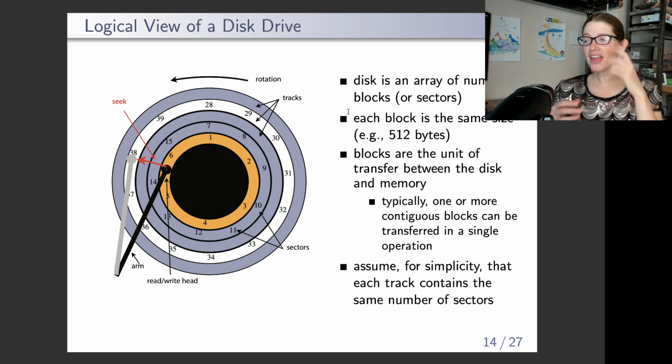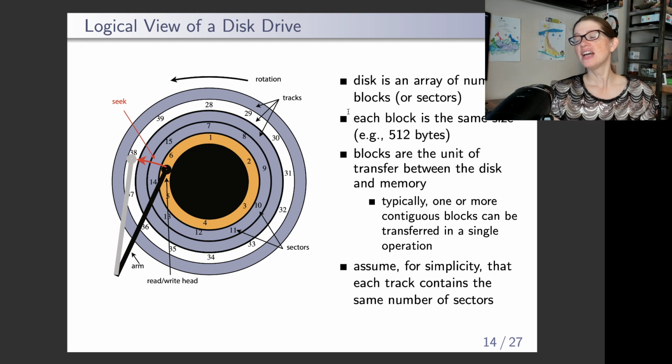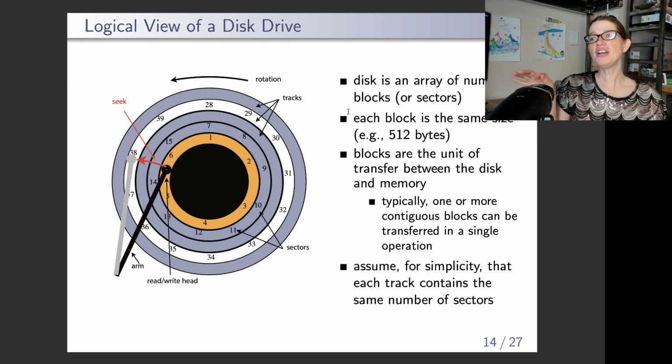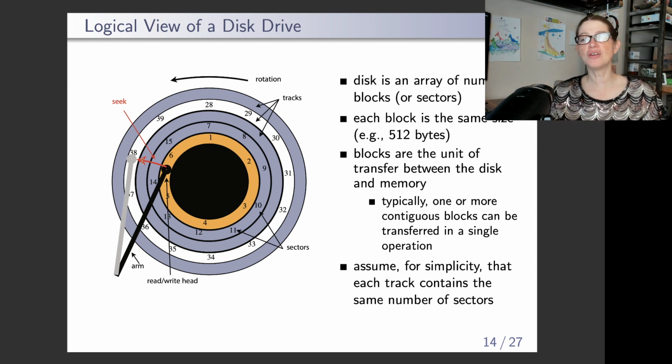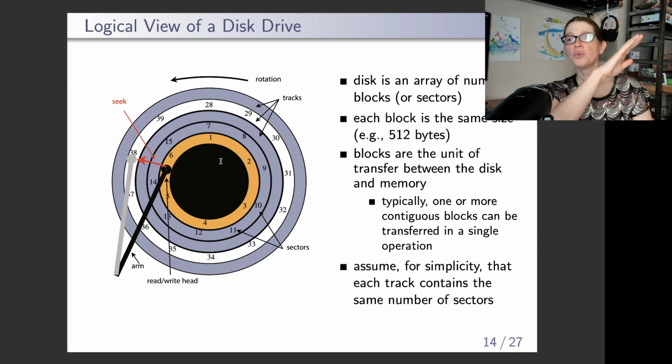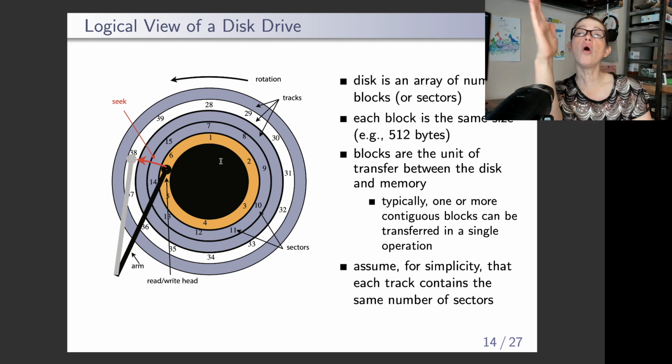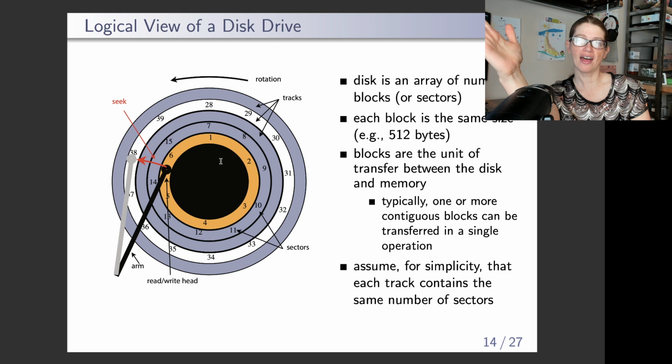So what they have actually done is they have arranged data onto your disk in a very specific way. There are a bunch of concentric rings, as you can see here, and those rings are called tracks. And then they've divided each track into a number of sectors. And the idea is that the read-write head is going to seek, that is, move the head so that it's sitting over the correct track.